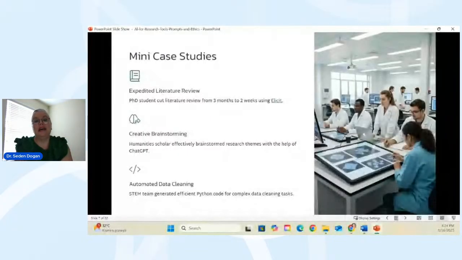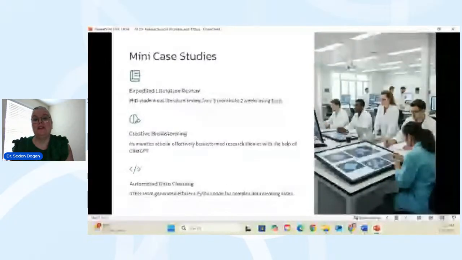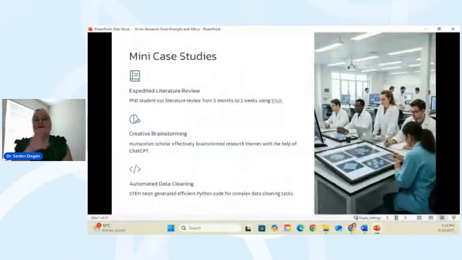So that gave the student a structured way to spot patterns quickly, and the student then selected the top 30 papers to read fully, wrote their own synthesis, and documented how AI was used. What would have taken months now takes only weeks, right? But the intellectual lifting was still ours.